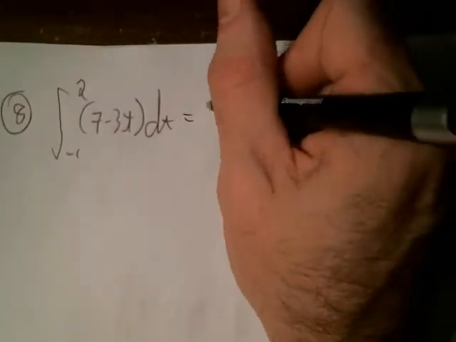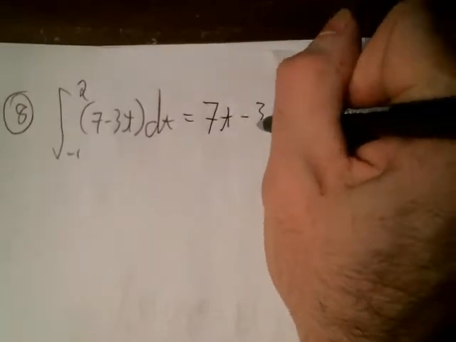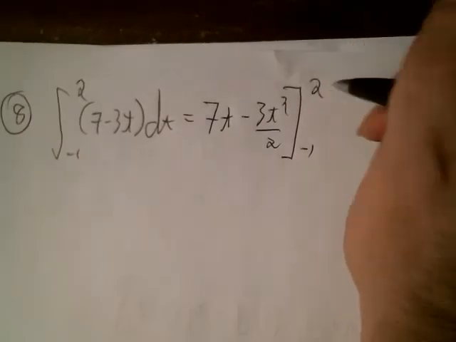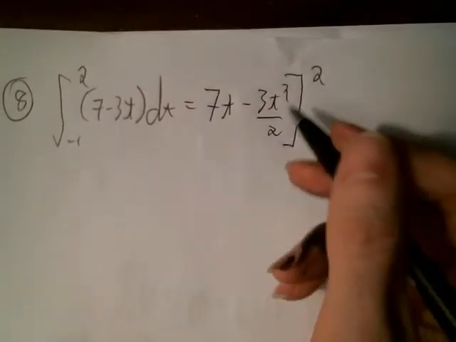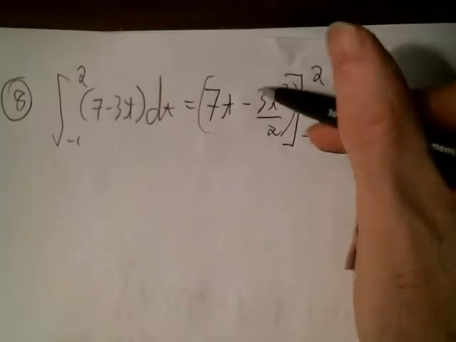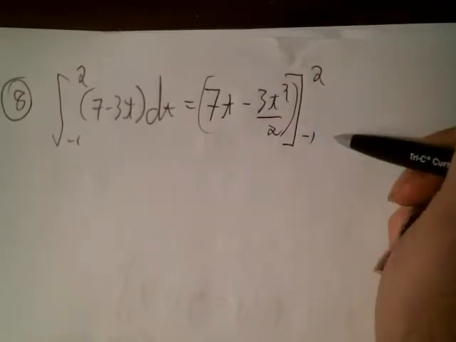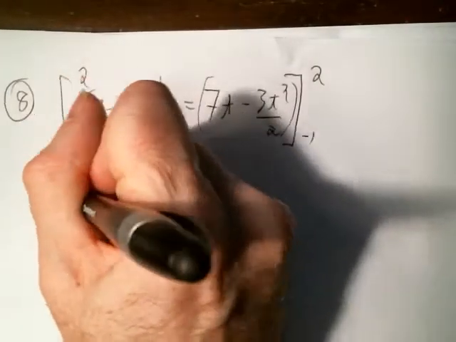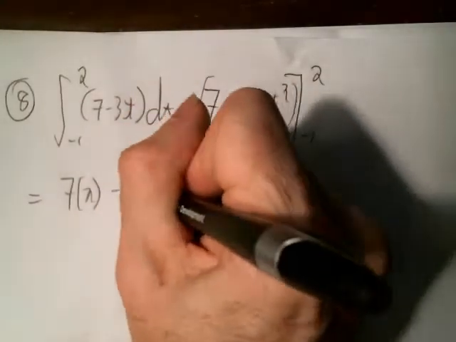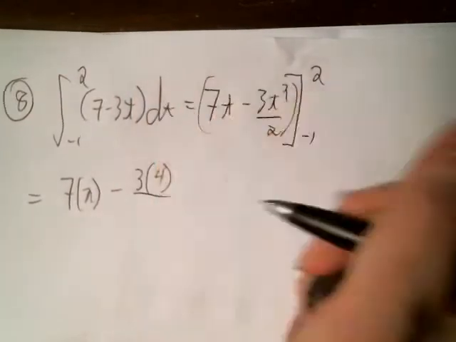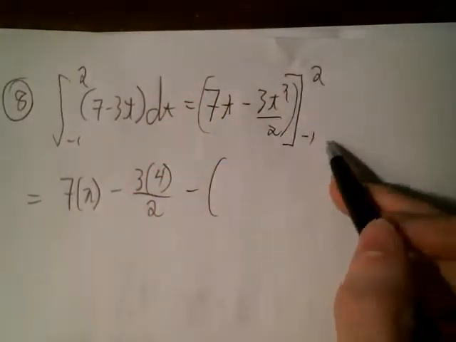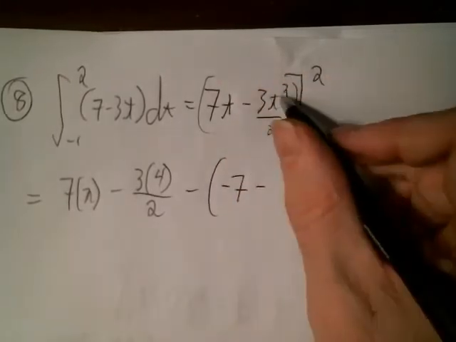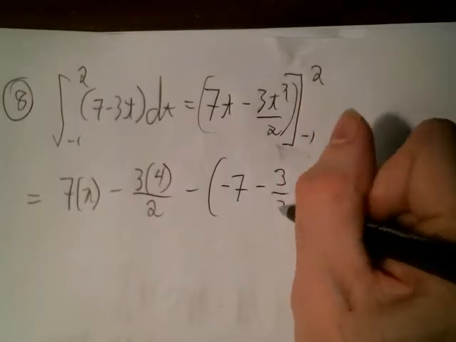Please do not get creative on me. This is 7t minus 3t squared over 2, and we evaluate it from -1 to 2. So I take this thing and I plug in 2, and then I subtract away this thing evaluated at -1. So this thing evaluated at 2: 7 times 2 minus 3 times 2 squared is 4, all over 2, minus, and then plug -1 into this thing. So it would be -7 minus -1 squared is 1, so minus 3/2.